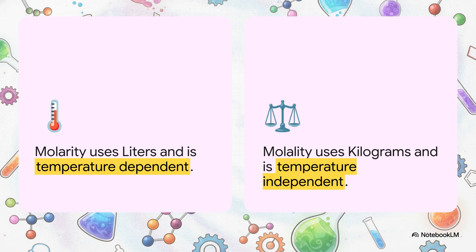But on the flip side, molality relies on kilograms of solvent. That's mass, and mass never changes with heat. 1 kilogram is 1 kilogram whether you're in a freezer or an oven. So molality is wonderfully temperature independent and perfectly stable.